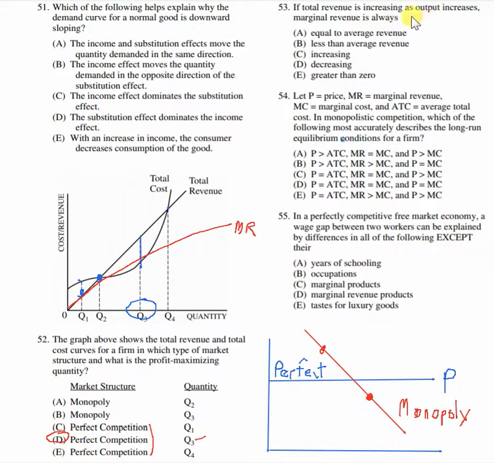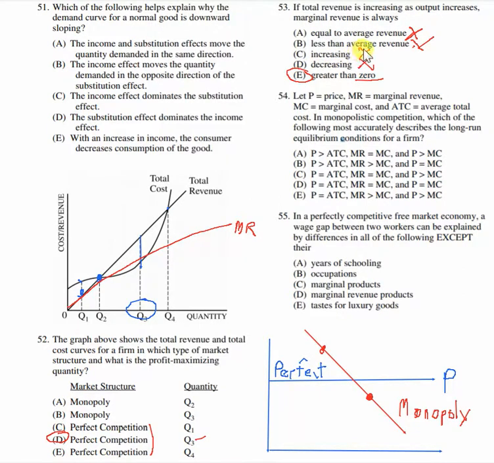So let's take a look at the choices. Marginal revenue is equal to average revenue. Well, we certainly don't know that for sure. Less than the average revenue, we don't know that either. Marginal revenue is increasing. Well, it doesn't have to be increasing. It could be increasing, or it could be decreasing. All we know is that yes, it is greater than 0. That is what we know from the conditions given. So here the correct answer is E.